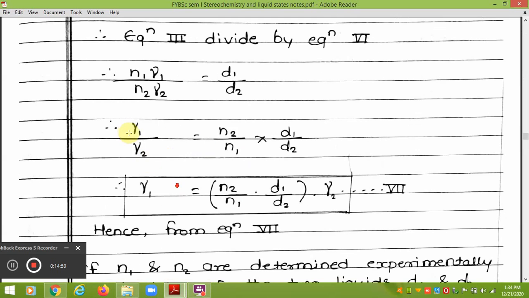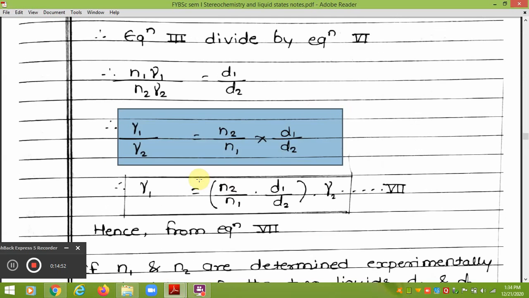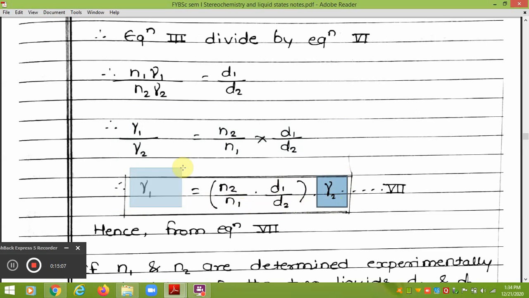And finally we can write gamma 1 upon gamma 2 is equal to N2 upon N1 into d1 upon d2, and so the equation for gamma 1 is N2 upon N1 into d1 upon d2 into gamma 2. Here gamma 2 is the surface tension of the known liquid, and gamma 1 is the surface tension of the unknown liquid.